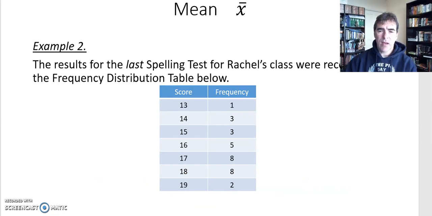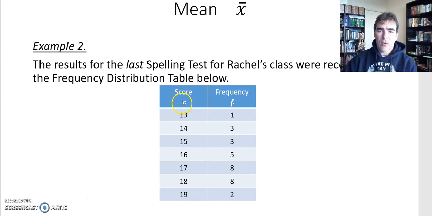So what we'll have a look at now is finding the mean from a large data set. So we'll go back to Rachel's class in the last test, and we can see that our smallest score was 13, our highest score was 19. But what we want to do is find the total of all the scores divided by the number of scores that there are altogether. So we're going to call our score column the X column, from 13 to 19, and we're going to call our frequency column the F column.